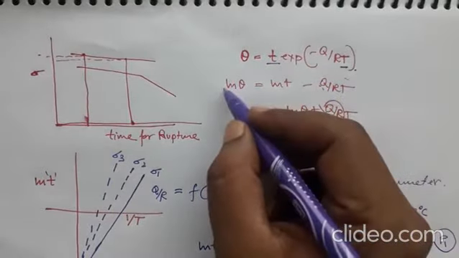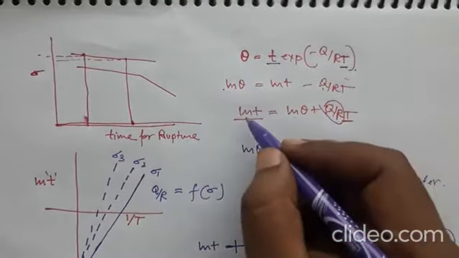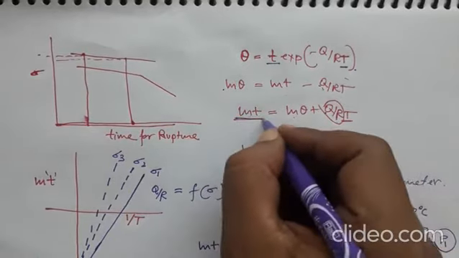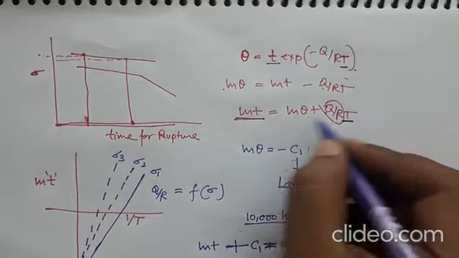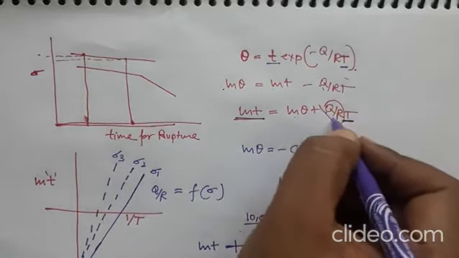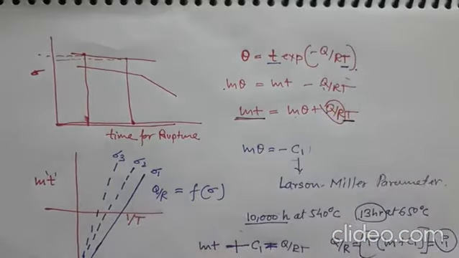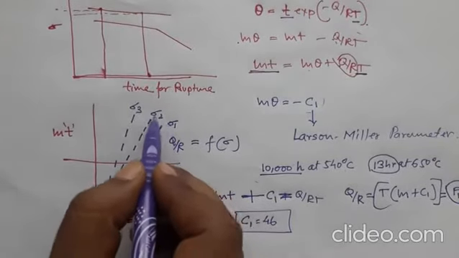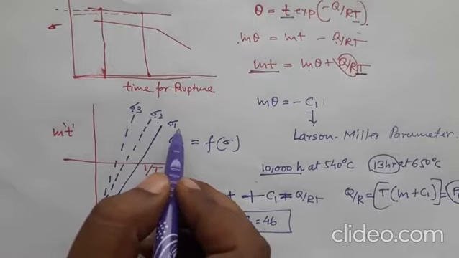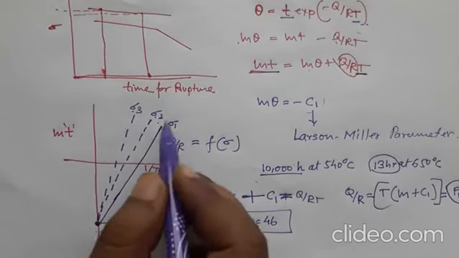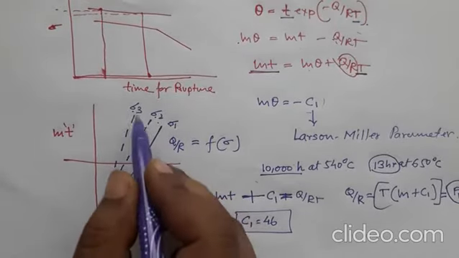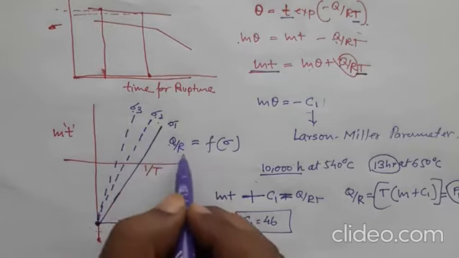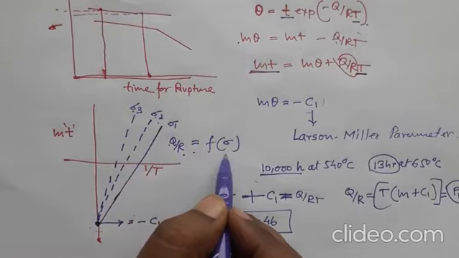So this is basically, if you do it in log terms, then if you plot ln t versus 1 by T, then it will be a straight line, and the slope of that line will be Q by R, which is shown here. So if you do it at different values of stresses, you are getting different straight lines with different activation energy values, which is Q by R, and that is a function of stress.